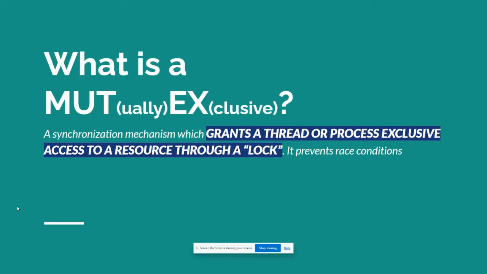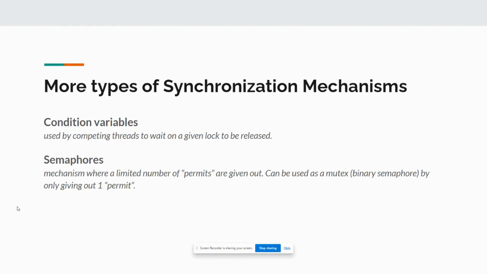So one of these synchronization mechanisms is what we call a mutex. Mutex actually stands for mutual exclusion. So it is a synchronization mechanism which grants a thread or process exclusive access to a shared resource through what is called a lock, and this helps prevent race conditions.